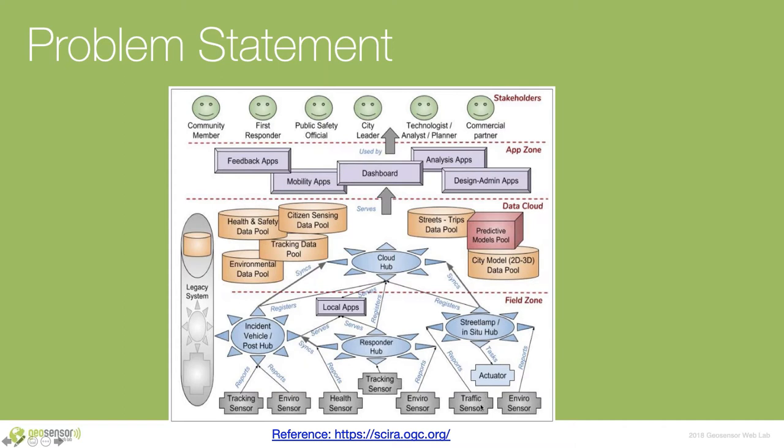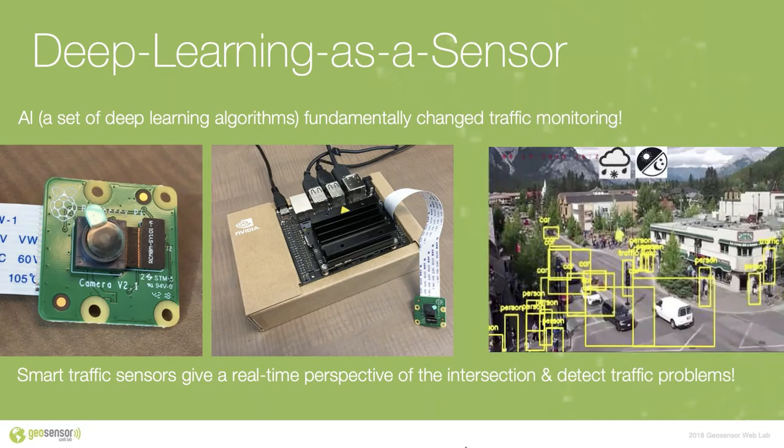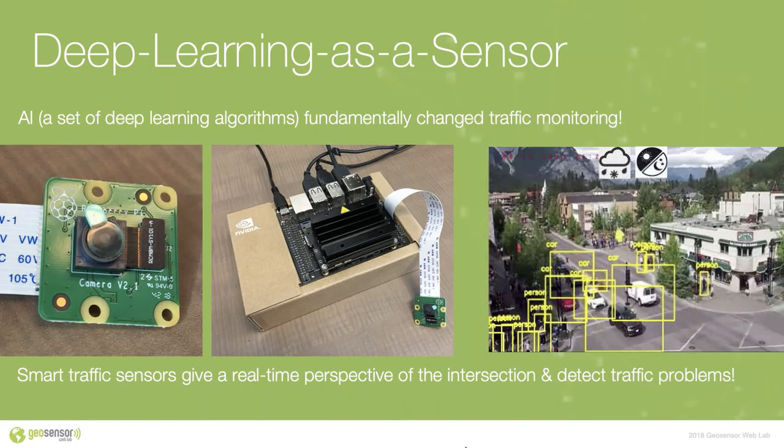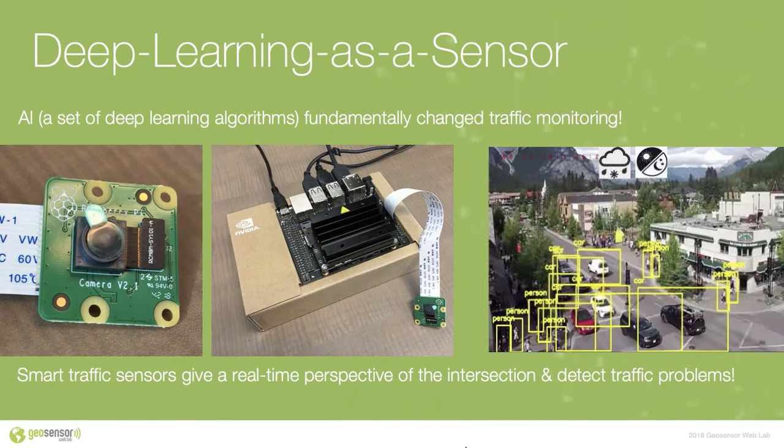And our project is a small part here, traffic sensors, which is about real-time traffic sensing. I will talk about our contribution to Skira. In Skira, they're going to integrate IoT sensors into a common platform for public safety at the community level. And our challenge is basically using this unit, which is using deep learning as a sensor.